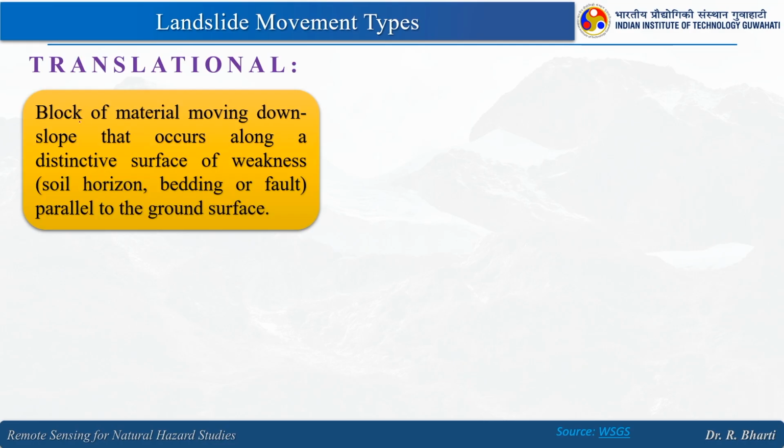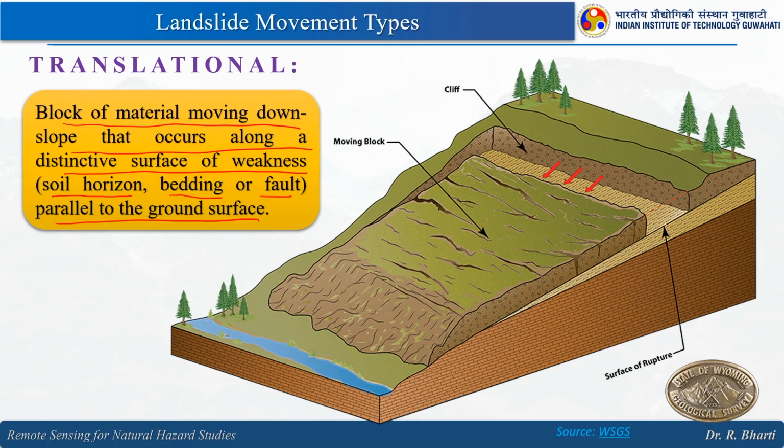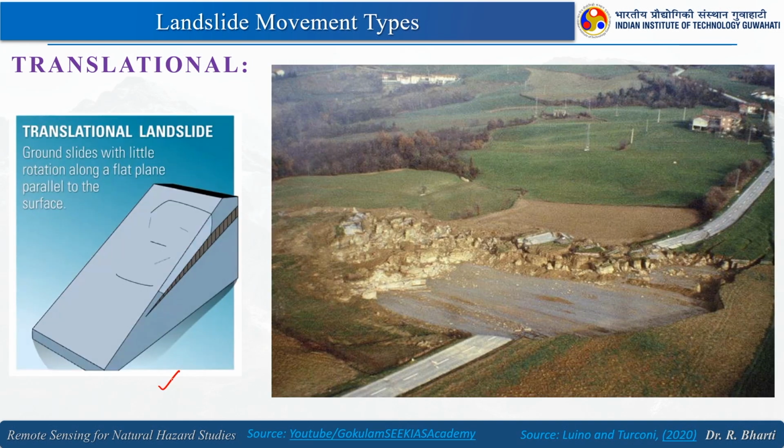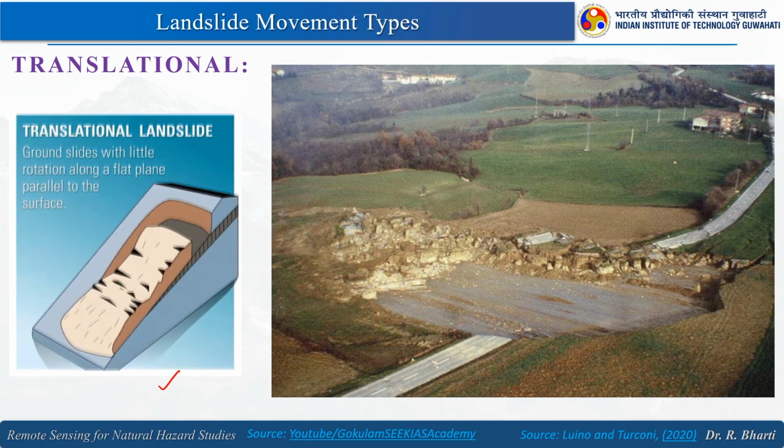The next one is the translational landslide. A block of material moves down slope along a distinctive surface of weakness. It can be a soil horizon, bedding or fault parallel to the ground surface. Here you can see this is parallel to the ground surface, so this particular block has failed and is going down. Again, I have a video that will help you see how translational landslides happen, and this is a photograph from the field. You can see how they appear.